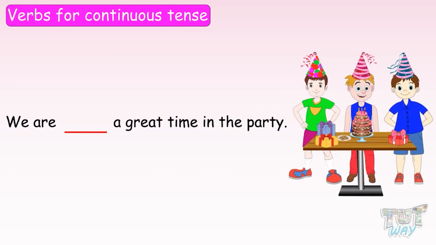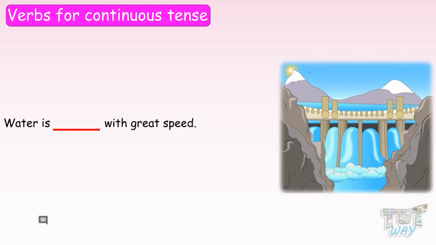We are dash a great time in the party. So what should come in the blank? Eating? No. Reading? No. Having? Yes. We are having a great time in the party. Water is dash with great speed. Spending? No. Writing? No. Eating? No. Flowing? Yes. Water is flowing with great speed.